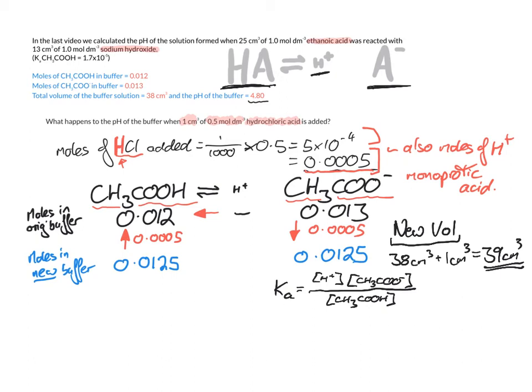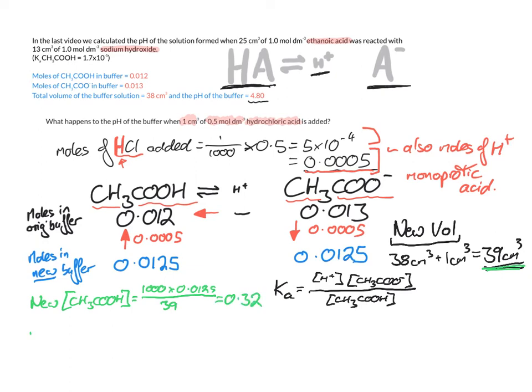So let's get a different color pen so we can see what we're doing. So let's have new acid, CH3COOH concentration. What's that going to equal? Concentration is 1,000 moles over V, so that's going to be 1,000 times 0.0125 over V. What's our new V? Our new V is 39. Okay, and that's going to equal 0.32.